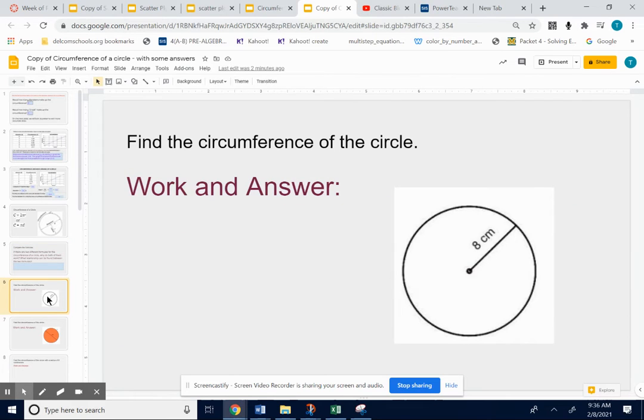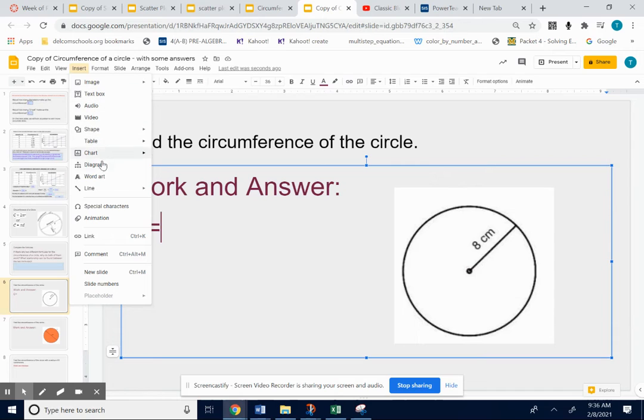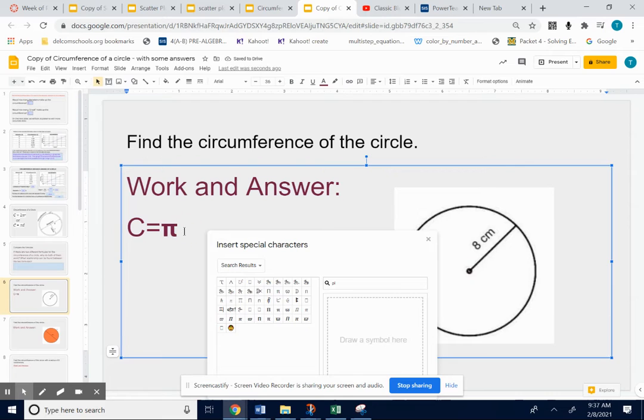But let's work out some problems. Problem 6, find the circumference of the circle. We have a picture of a circle here, and they're giving you a radius of 8. If it was me, I'm going to think of this as the circumference is equal to pi times diameter. I'm going to get you guys a pi symbol on your screen so you don't have to do what I'm doing. You have to put that on, but it will be there for you. So C is equal to pi times diameter.